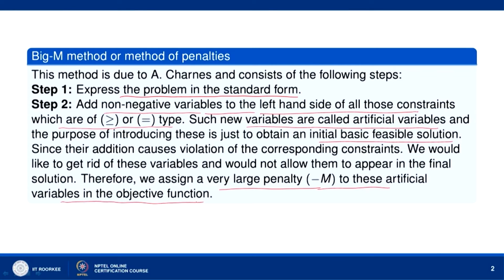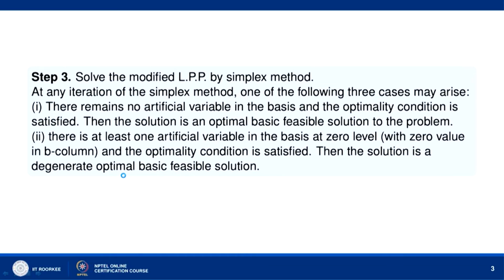objective function. So, the purpose of introducing artificial variables is just to obtain an initial basic feasible solution, but they violate the corresponding constraints. Therefore, we would like to get rid of them and also not allow them to appear in the final solution. Now, let us solve the modified LPP by using the simplex method.